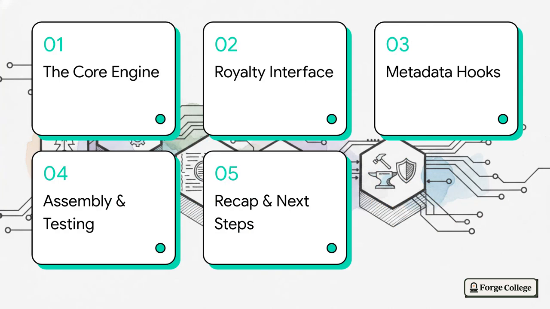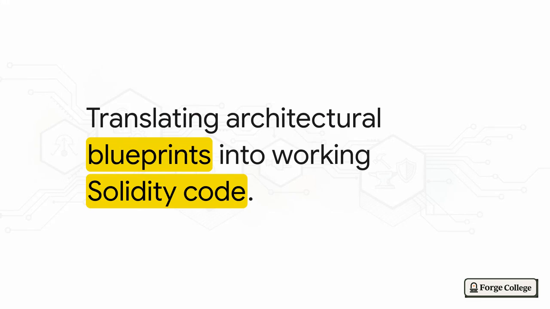Okay, let's dive into this. Here is our literal schematic overview for today's fabrication process. 1. Welcome to the lab. 2. The core engine. 3. The royalty gear. 4. Customizable attachments. 5. Assembly and testing. And finally 6. Recap. Just to anchor ourselves for a second, we are officially shifting from the design phase to hands-on implementation.